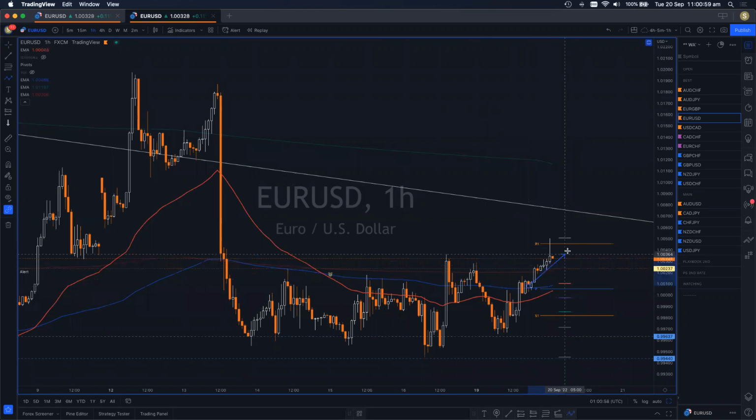So we've got this trade up here, up to here, back to here in a few hours, and then trade up to the daily 50. So that could be on for later.